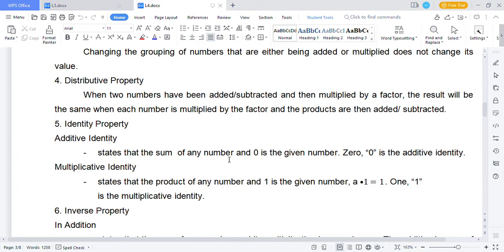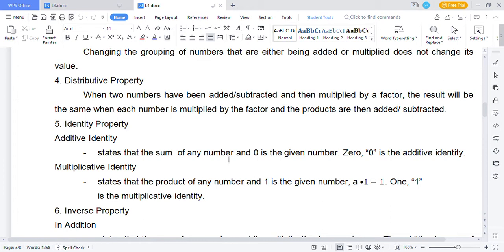Karon na tayo multiplicative identity. So, kung may multiplicative, we're talking about the operation na multiplication. So, this states that the product of any number and 1 is the given number. So, A times 1 is equal to A. 1 is equal to the multiplicative identity.